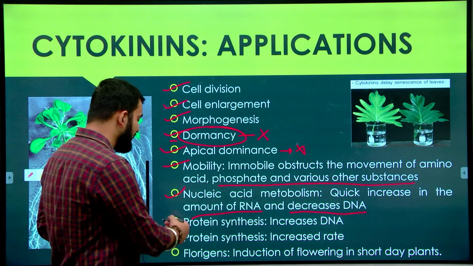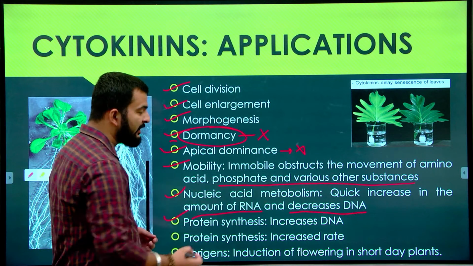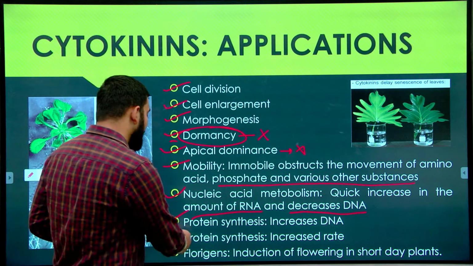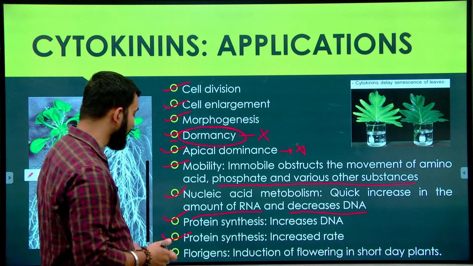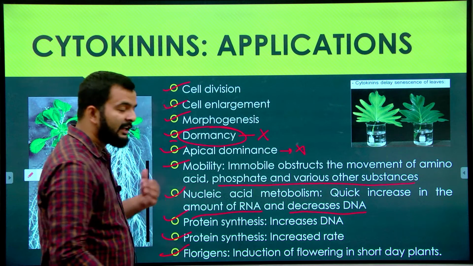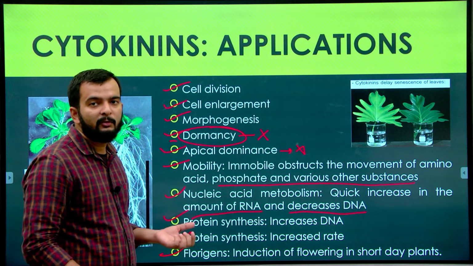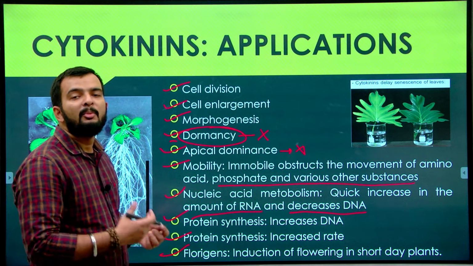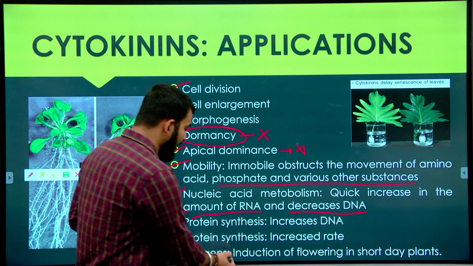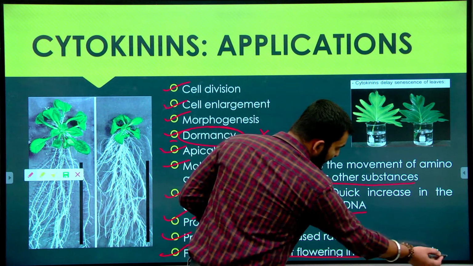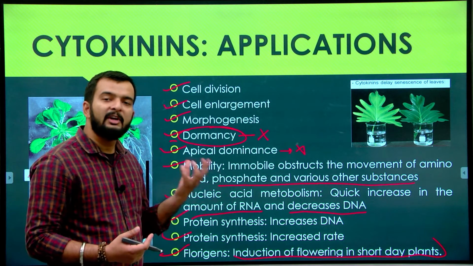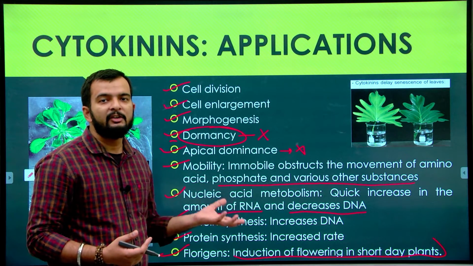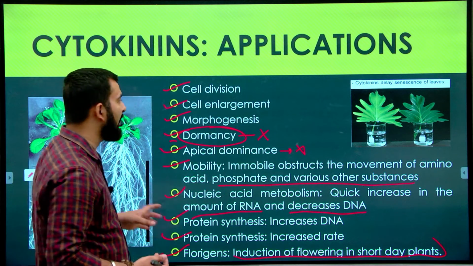Then we have protein synthesis, which results in an increase of DNA, and again at an increased rate your DNA will be formed. Then we have florescence, it can also function as a florescent, that is, promote the growth of flowers, that is, induction of flowering in short day plants. Your flowers will begin to form at a faster rate in your plant with the application of cytokinins.